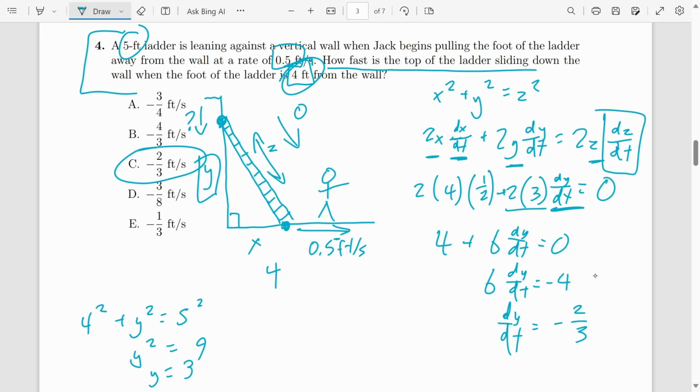And that makes sense that the answer is negative because, well, if the ladder is sliding out from the wall, it means that the top of the ladder is going to be moving down the wall. Since as the right moves outwards, the top must be moving downwards, which makes sense.